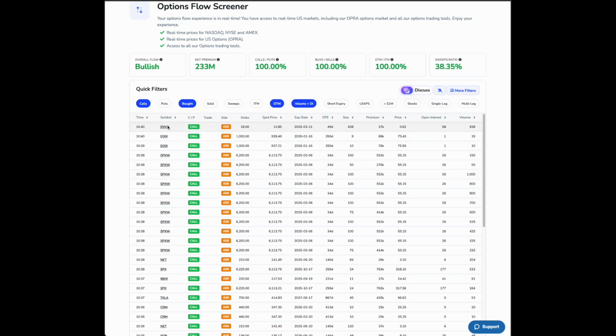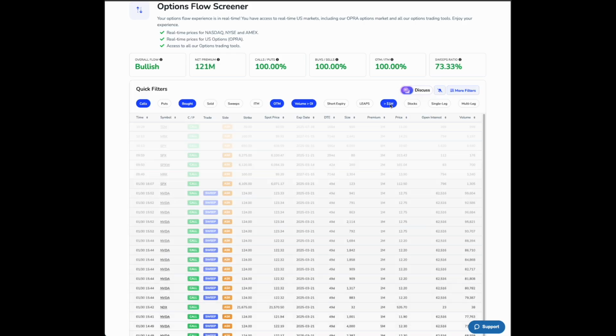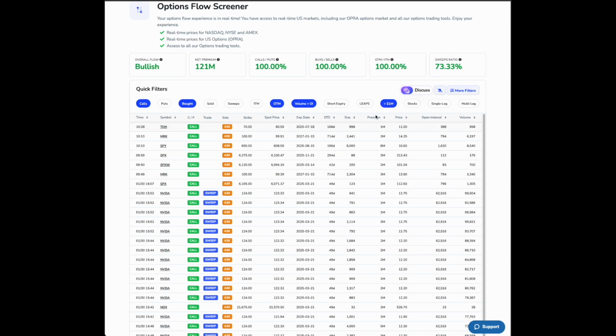You can see that there are now some different symbols besides the Mag 7 showing up. But let's go a little further. Let's say we only want to see people that have bet $1 million on a particular option trade, which is a lot. So now we're filtering down for a premium of $1 million. These are people that, on a single trade, have bet $1 million on the particular contract that they're buying.